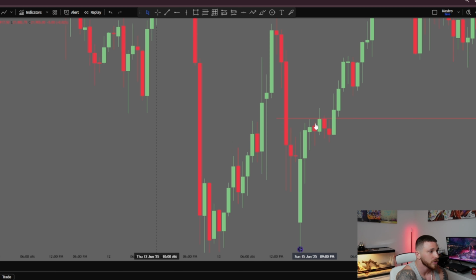Did we break structure to the upside yet? No. We formed a new high here. Bullish candle and a bearish candle. No, we didn't break structure to the upside yet on this candle. It closed below it. When do we break structure to the upside? Bang. Right here. Look at that.